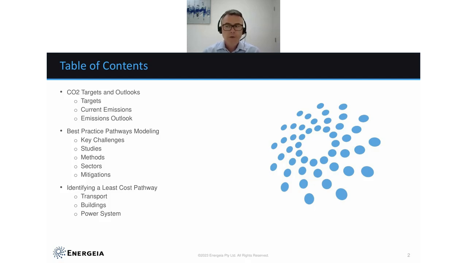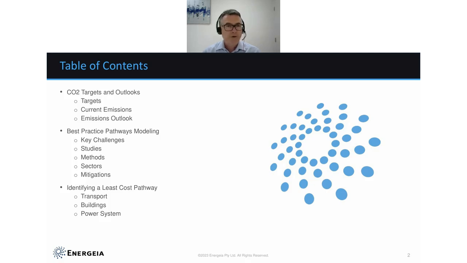Now, the reason we chose CO2 pathways modeling is because the setting of CO2 targets and the identification of least cost pathways is one of the biggest challenges internationally and globally, with significant implications for government policy making, as well as the regulation of the industries themselves and associated business opportunities.